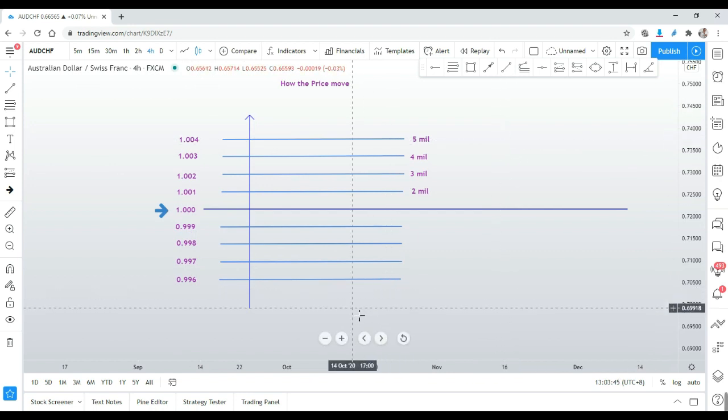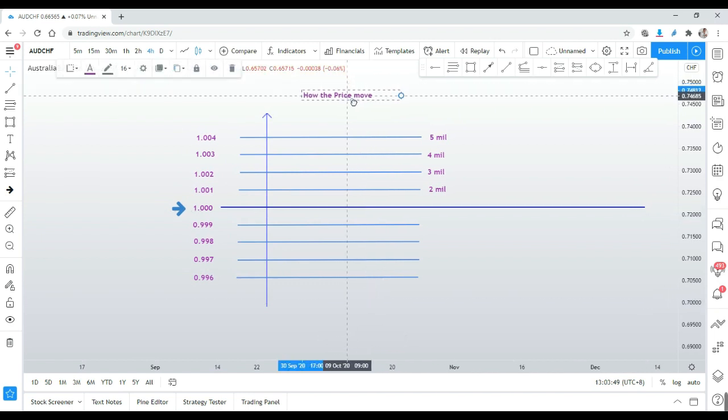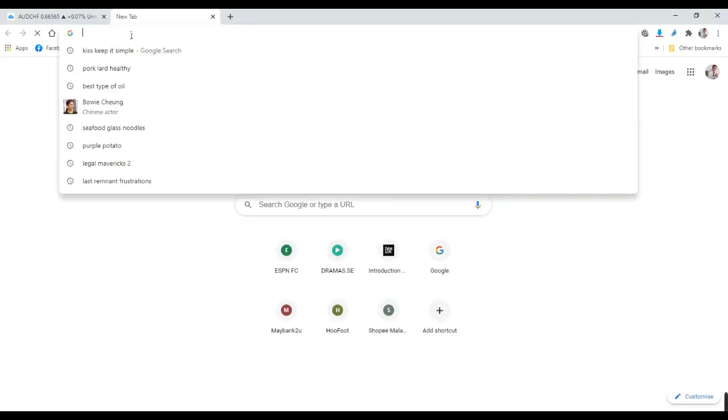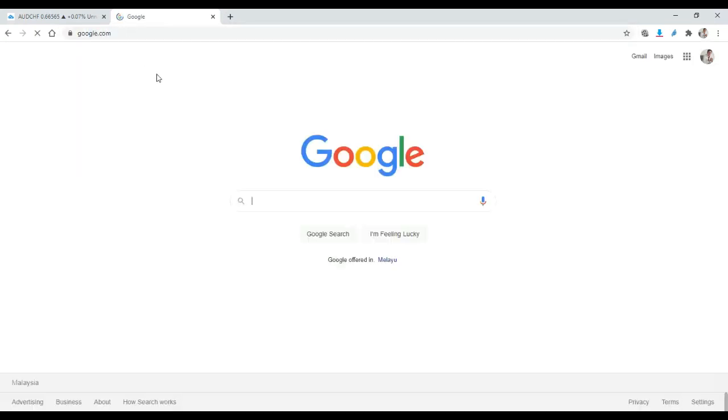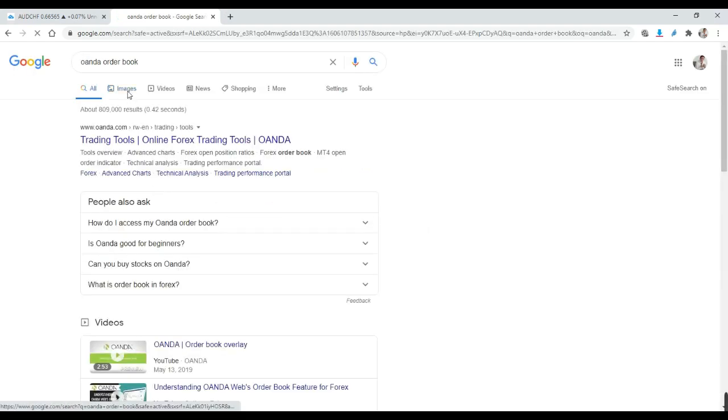If I tell you that the big players, or should I say the bankers or institutional traders, are able to see our order, do you believe that? Actually, it's true. They have the ability to see our order. Even ourselves, we have a thing we call the order book flow. If you search it on Google, there is a thing called order book flow, for example, Oanda order book.